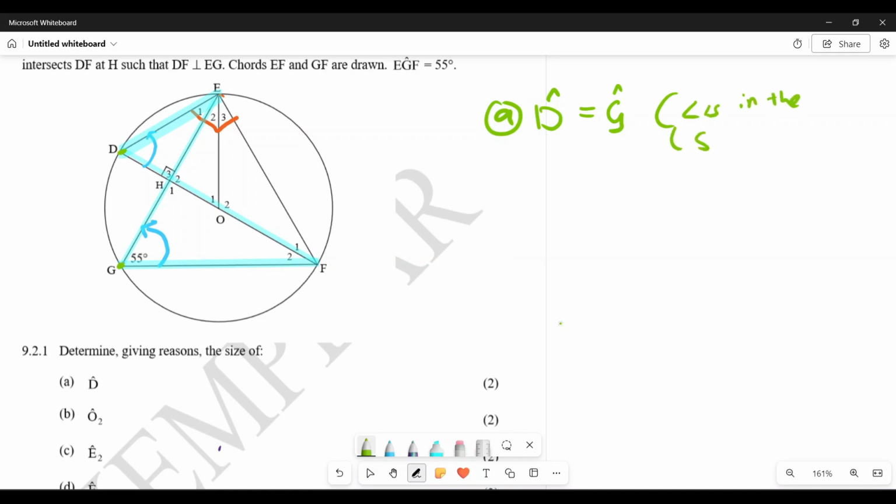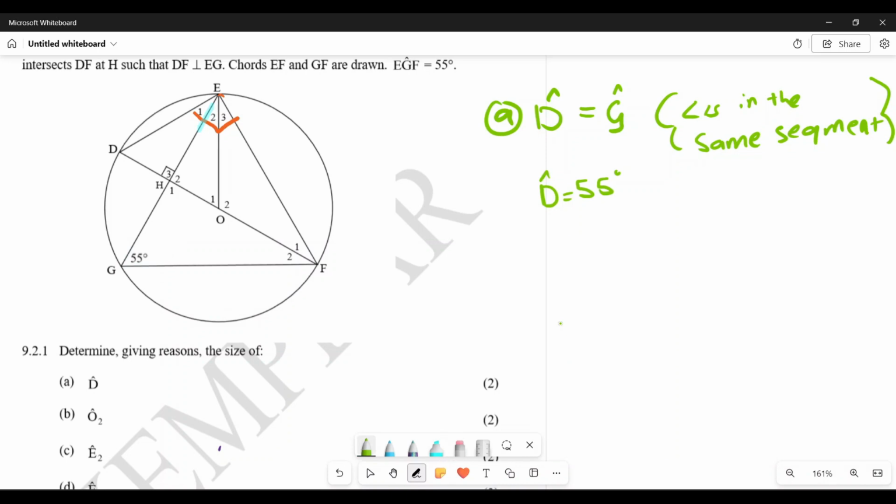In the same segment. Now, as a result, my angle D is going to be equal to 55 degrees. So let me highlight it there on my shape.